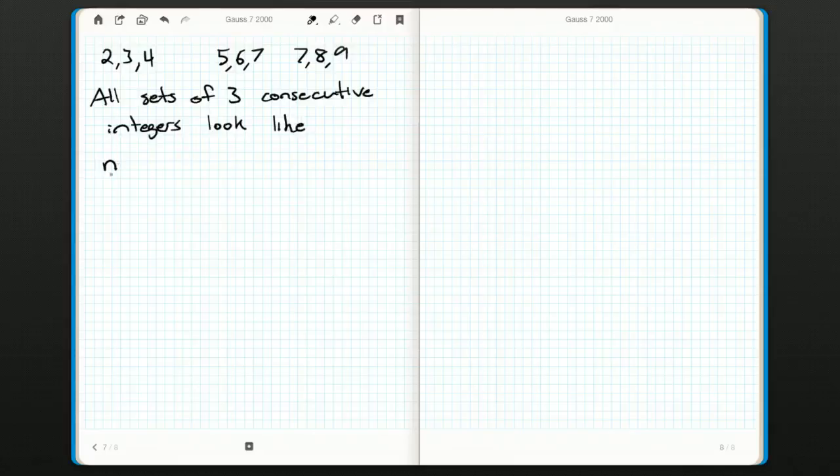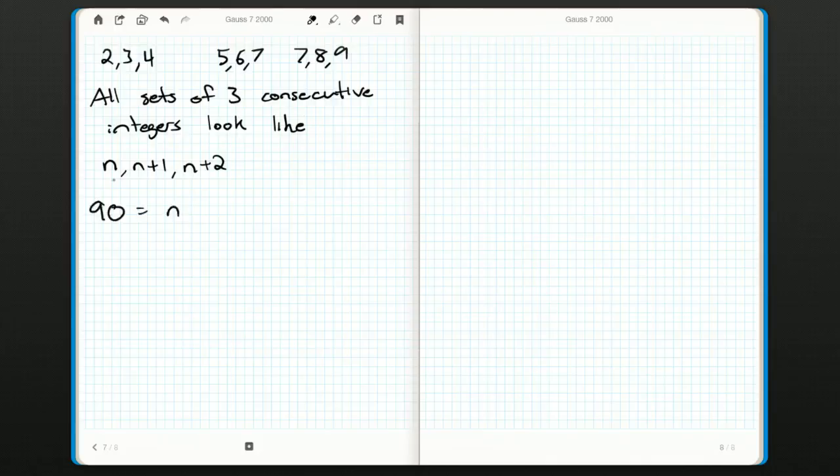So they all look like a first number, n, and we don't know what n is, so we just leave that in there. Then to get the next number, because it's consecutive, we add 1 to n, and then we add 2, right? So if n was 2, we'd get 3, and we'd get 4. Or if n was 7, 7 plus 1 is 8, and 7 plus 2 is 9. So we have three consecutive integers. We don't know which ones they are, but we do know that they add up to 90.